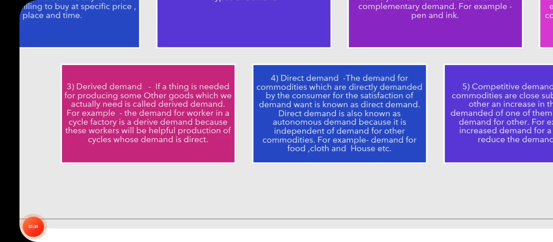Third, derived demand. If a thing is needed for producing some other goods which we actually need is called derived demand. For example, demand for worker in a cycle factory is a derived demand because these workers will be helpful in the production of cycle whose demand is direct.